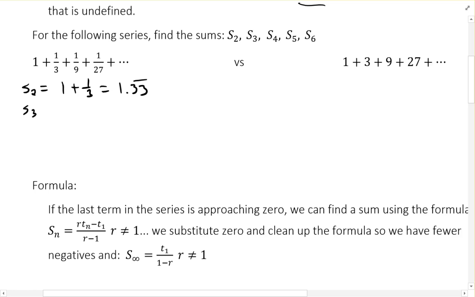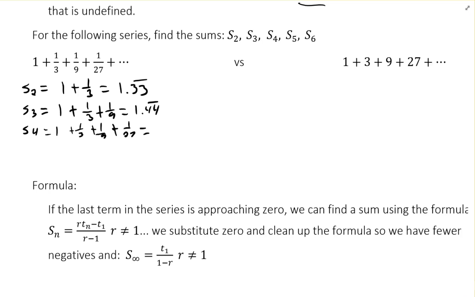Now if we go S3, that's going to be 1 plus a third plus a ninth. So we get 1.44. S4, so 1 plus a third plus a ninth plus a 27th, is 1.48. And I'll just leave the decimals. And then S5, well, I'm actually just going to leave that there.